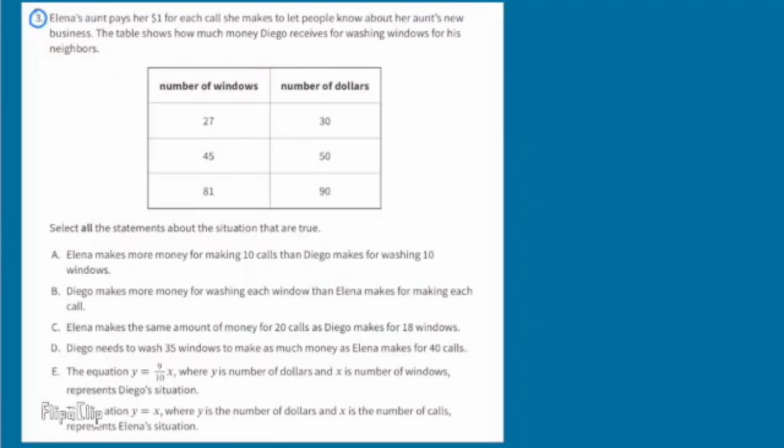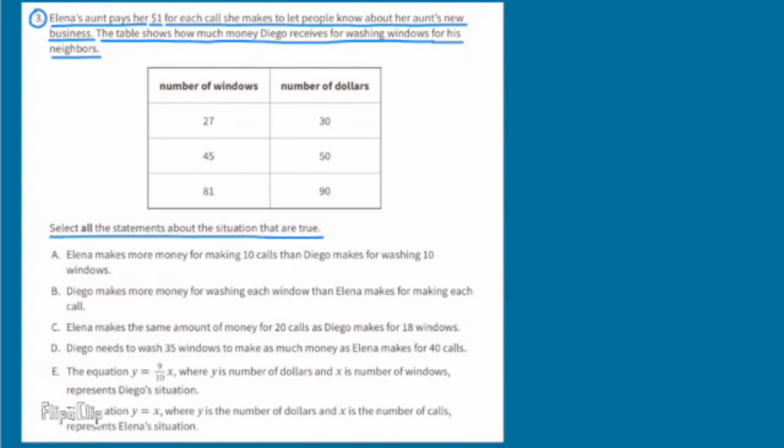Number 3. Elena's aunt pays her $1 for each call she makes to let people know about her aunt's new business. The table shows how much money Diego receives for washing windows for his neighbors. Select all the statements about the situation that are true.